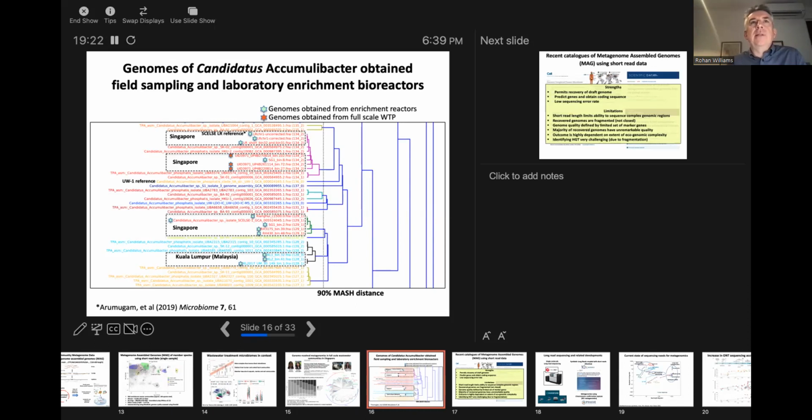And here we can see genomes of different species of Accumulibacter from both within Singapore and also in neighboring countries. And so some of these species we can enrich in enrichment bioreactors, but some of them we don't see enriched in bioreactor experiments. And so there's an interesting question about why that is. But with the genome sequence now, we may be able to start to approach that problem, at least from one angle.